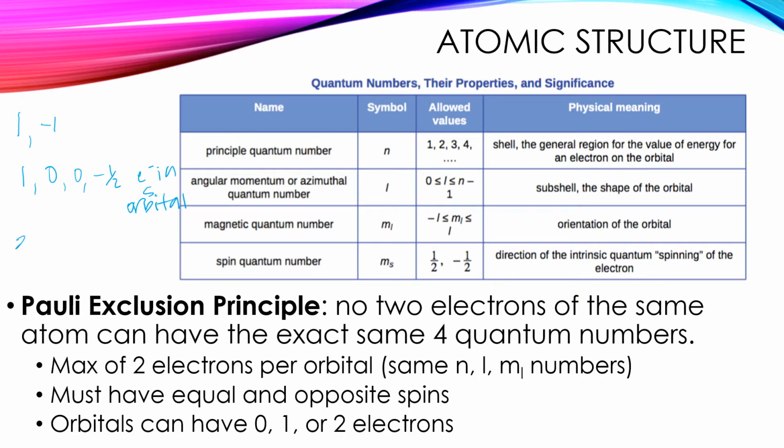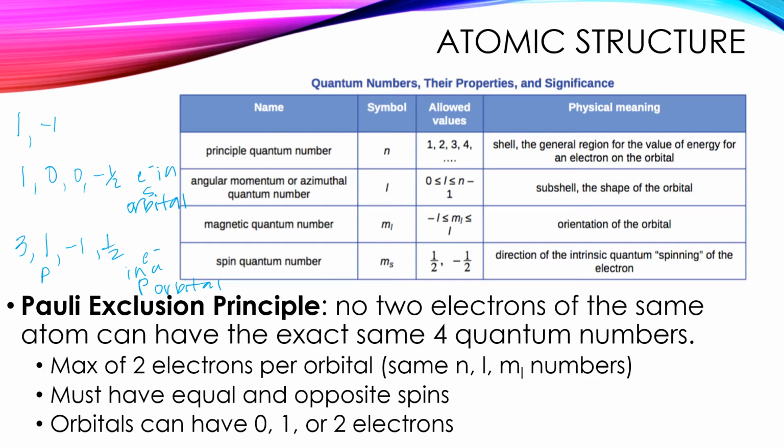Let's say we had 3. So on our third principal energy level, we have an L of 1, an M sub L of negative 1, and then 1/2. So this is my third energy level. It must be a P orbital. It's one of the P orbital orientations, and then the electron is 1/2. So this is an electron in a P orbital.